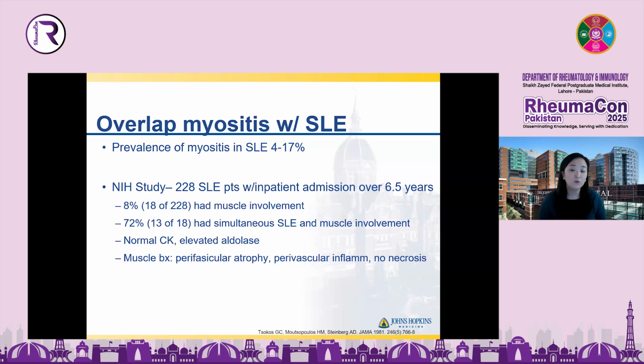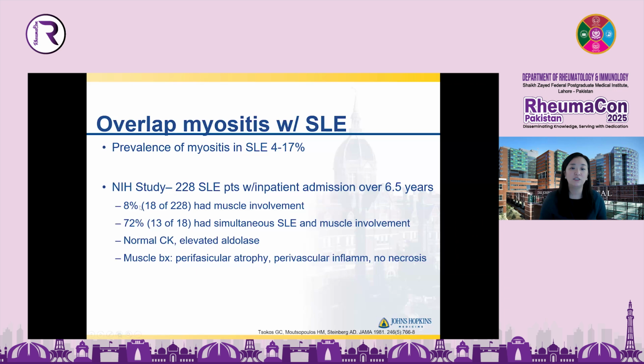So one of the best studies was done by Dr. Sokos at the NIH, published in JAMA in 1981. These were all sequential patients who were admitted to the NIH for inpatient admission over 6.5 years. I know it's an old study, but I thought it was a very pure and clean study in that they were really looking at consecutive patients.